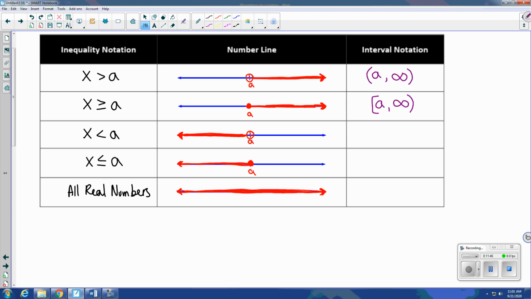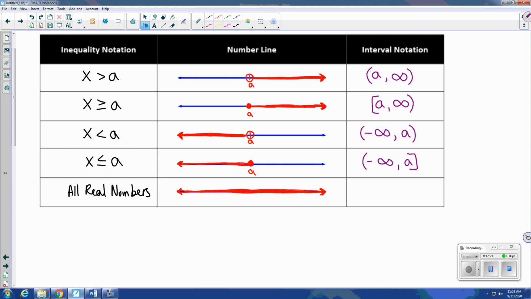Next, leftmost endpoint, rightmost endpoint. A common mistake here is people want to put A again, but again, we always want to list least to greatest. So what's the leftmost? Well, it goes forever to the left, but in the negative direction. So we put negative infinity, always parentheses around it, and it goes as far to the right as A. It stops at A, but A is not included, so parentheses. Same idea here. It goes forever to the left, so in the negative direction, towards infinity, always parentheses around infinity, as far right as A, so A is the greatest number in the set.